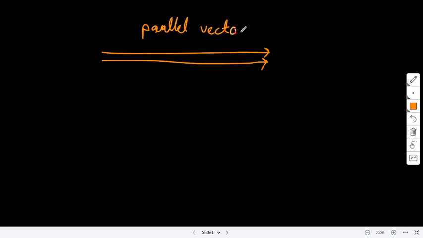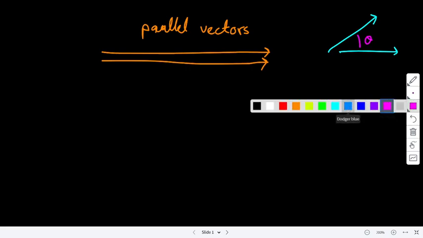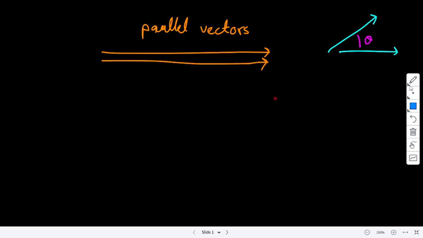For parallel vectors, you simply add them up or subtract them. But for non-parallel vectors, which are like this, which have an angle between them, there are two methods to solve them. The first method is the parallelogram method, the other method is the triangle method. Come back to the parallel vectors. When the parallel vectors are in the same direction, they're added up. When they're in the opposite direction, they're subtracted.